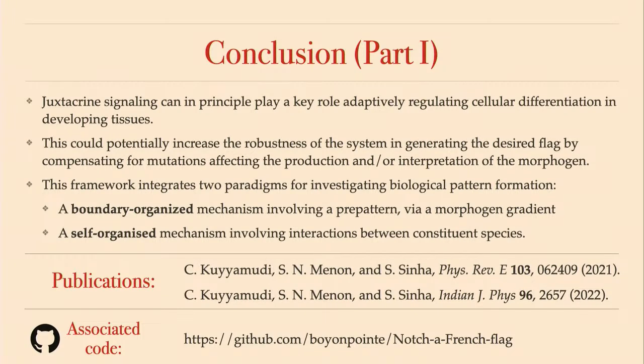Another point that we thought is interesting is that in a way it integrates two different paradigms: the boundary-organized mechanism for pattern formation, which involves a pre-pattern being the morphogen gradient, as well as a self-organized mechanism which comes about through interactions between competing species. Right? So anyway, I'll stop this part with that.